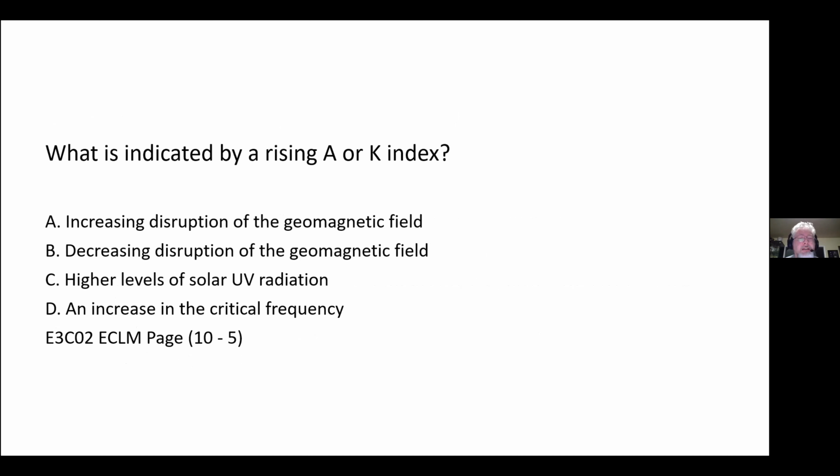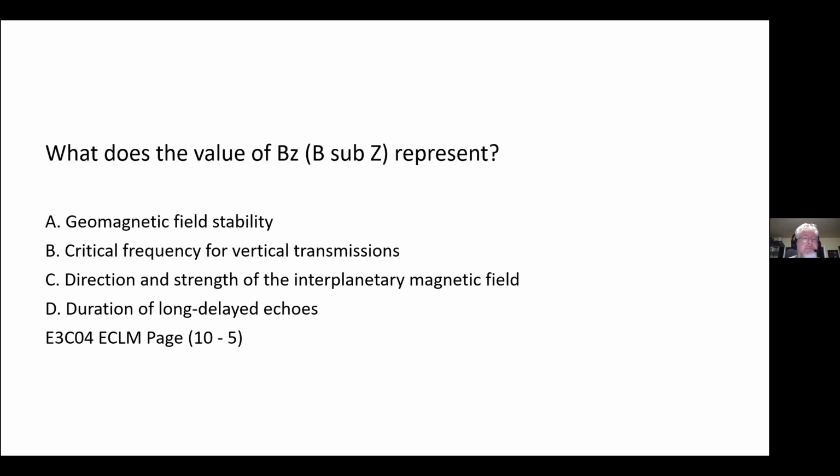What is indicated by a rising A or K index? A, increasing disruption of the geomagnetic field. B, decreasing disruption of the geomagnetic field. C, higher levels of solar UV radiation. Or D, an increase in the critical frequency. Alpha. Alpha is correct, an increasing disruption of the geomagnetic field.